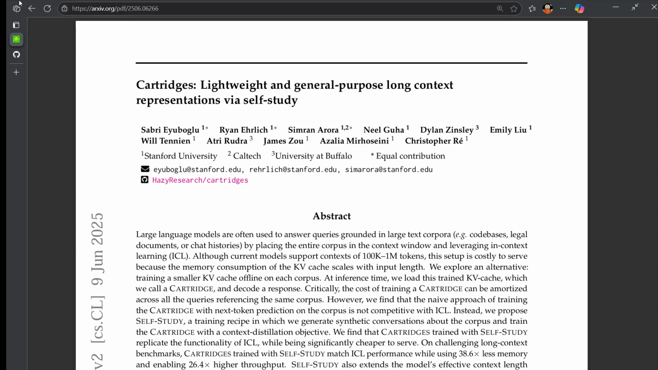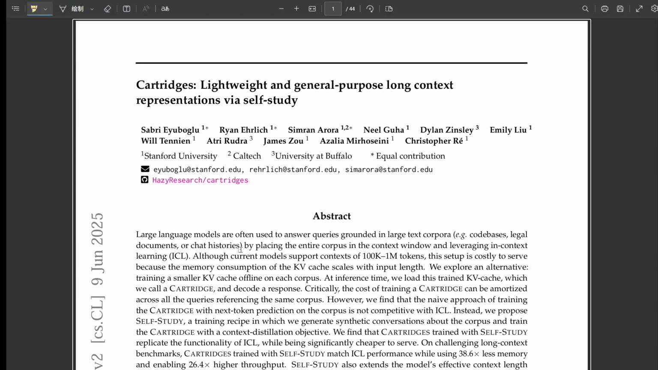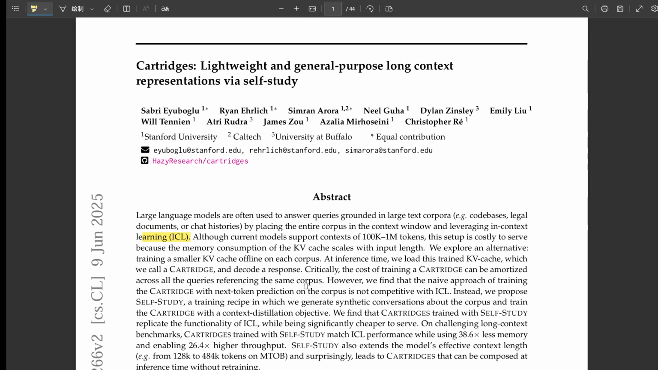So our mission today, let's unpack cartridges and self-study. Really get into the nitty-gritty, the technical ideas behind them. Figure out why this could be a major shortcut to making LLMs handle real-world, massive data sets much, much better. Okay, sounds good. Let's first double-click on that ICL bottleneck. You mentioned it's powerful. Yeah, because you just give it the text, the corpus, and the model uses that information. No need to fine-tune for every single document.